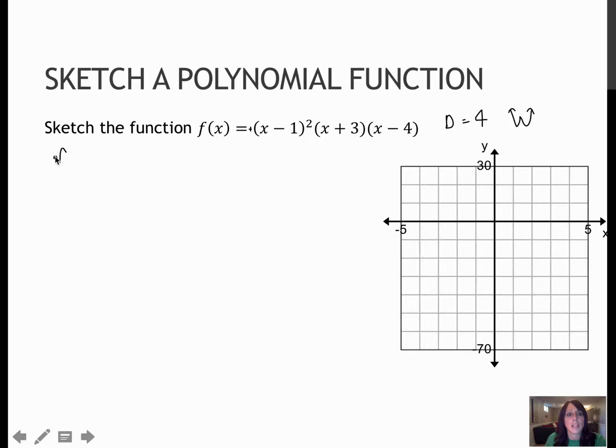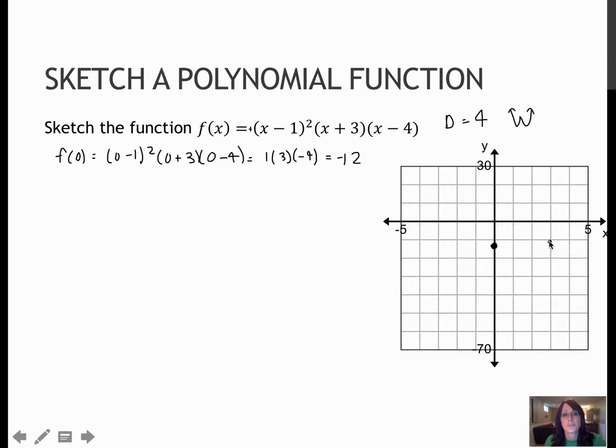So I'm going to start by doing f of 0, which is (0 minus 1) squared, (0 plus 3), (0 minus 4). That gives me 1 times 3 times negative 4, which gives me negative 12. So the y-intercept is negative 12, which is somewhere in here. That's my first point.